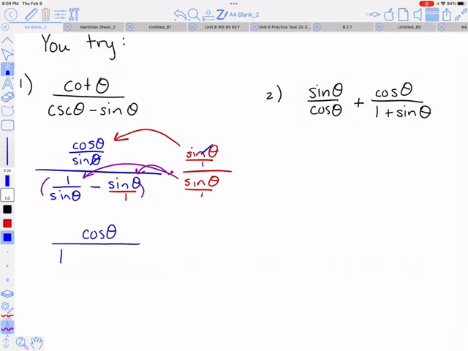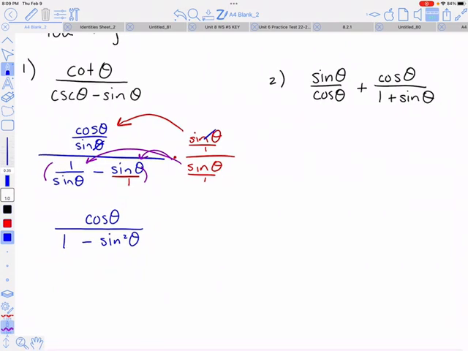Now your other option here would be, instead of simplifying the complex fraction by multiplying by the lowest common denominator, you could have just done the subtraction, gotten a common denominator down here, and then combined them and multiplied by the reciprocal to divide. But if you remember how to simplify complex fractions, then this works better. Okay, so now, what are you thinking? I'm thinking that we have something squared. So I'm going to look for an opportunity to use my Pythagorean identity. Now, I have 1 minus sine squared.